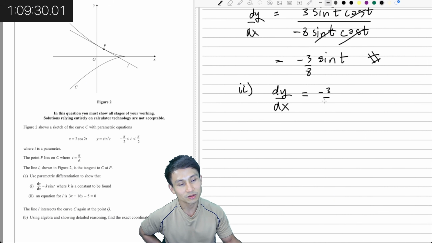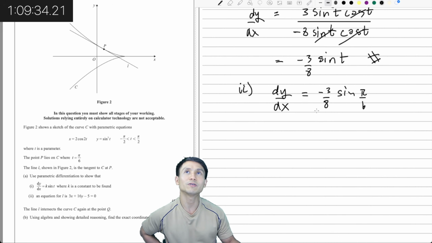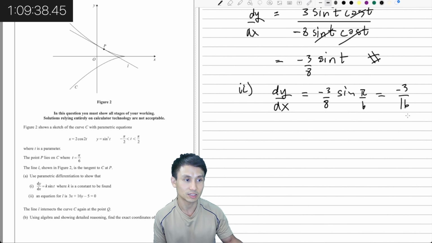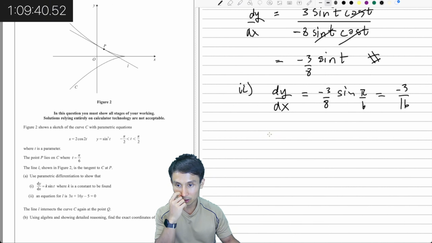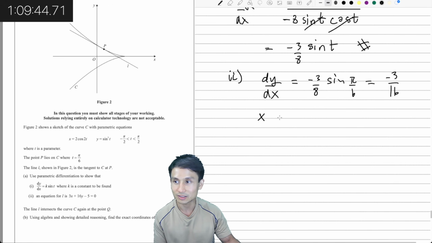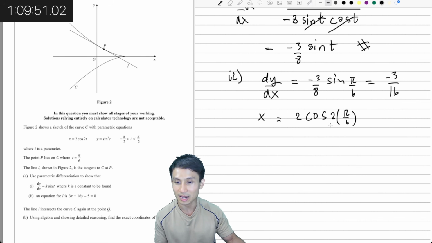So that's minus 3 over 8 sine pi over 6. Sine pi over 6 happens to be 1 over 2. So that is minus 3 over 16. But we've got to find the x and the y coordinates anyway, I guess. So x at t equals pi over 6 is 2 cos 2 times pi over 6. I'm just substituting in the angle there.